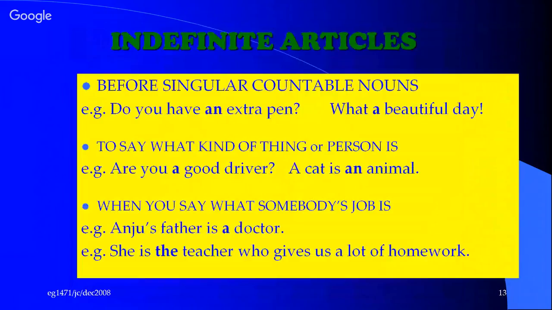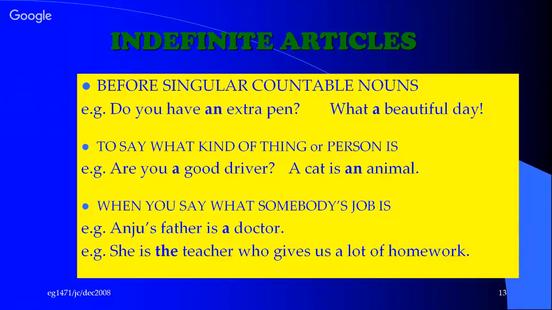Singular countable nouns. I told you, always use a or an before singular countable nouns. Do you have an extra pen? What a beautiful day. To say what kind of thing or person it is. Are you a good driver? A cat is an animal. So what kind of thing? A cat is an animal. Are you a good driver? What kind of person? A good driver.